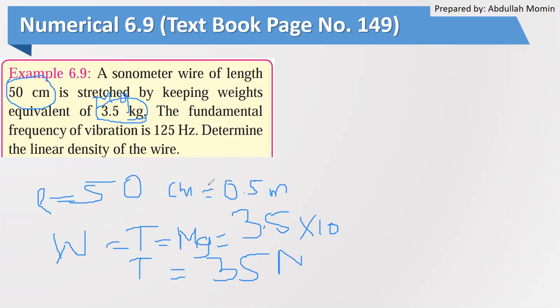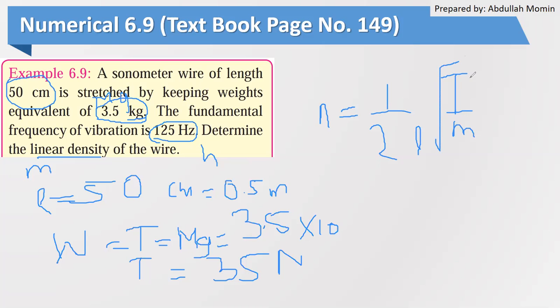The next thing which is given is the fundamental frequency of vibration, and it is denoted by n. We are supposed to find out the linear density, that is small m, and we know the formula of fundamental frequency of the wire, that is n is equal to 1 upon 2L root T by m. So that is the formula which we are going to apply here.